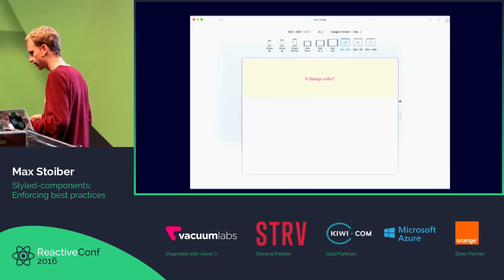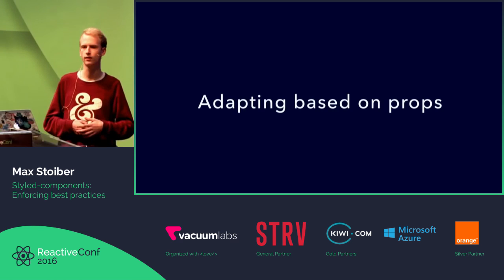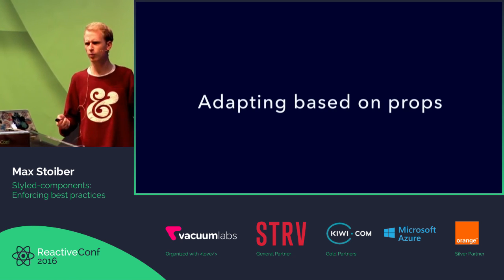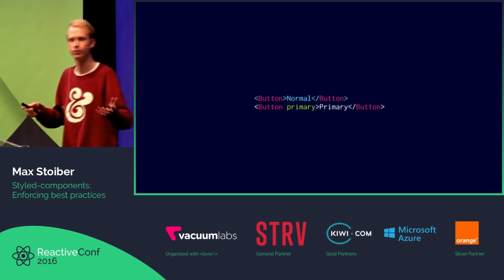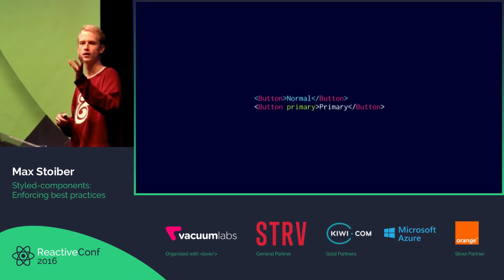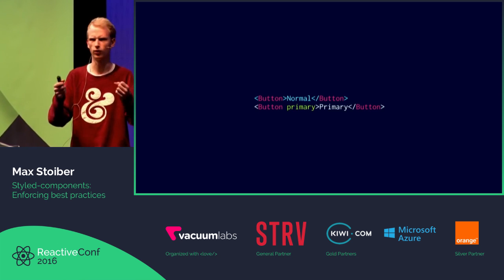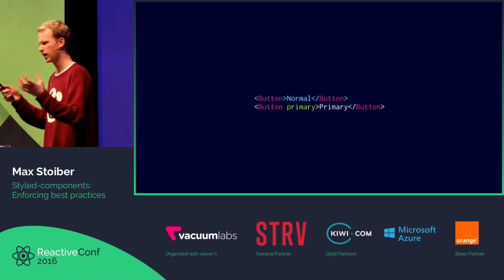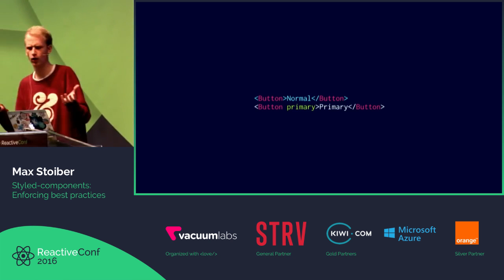Now, in React, we have this thing called props, right? And sometimes you want to adapt components based on props. So for example, imagine you have a button component, right? And you want to have a primary button component, right? You want to be able to say button primary, and that should look more important, right? It should look bigger or more important or full of color, right? How do you do this with a styled component? Where do properties even go?